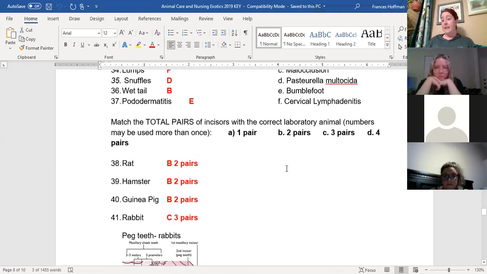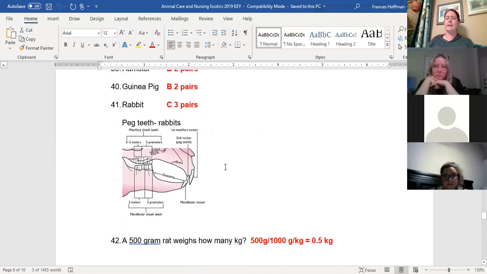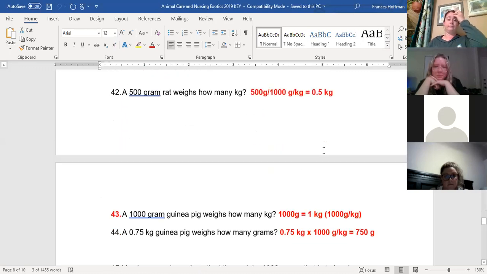As far as incisors go, keep in mind that our rats, hamsters, and guinea pigs have 2 pairs of incisors, top and bottom, 2 teeth each. But our rabbits will have 3 pairs of incisors. They'll have 2 on top and 1 on the bottom. So 2 teeth on the bottom, 4 incisor teeth on the top. So rabbit dental formula is important because you need to know the peg teeth.